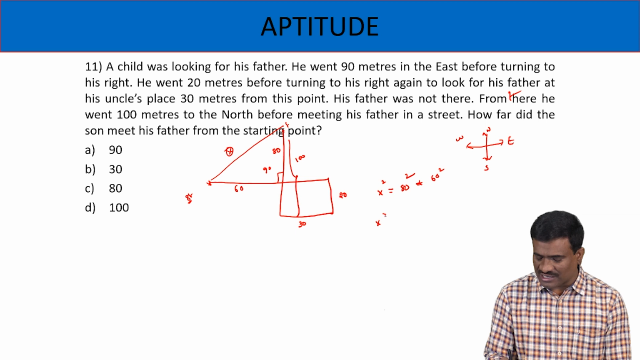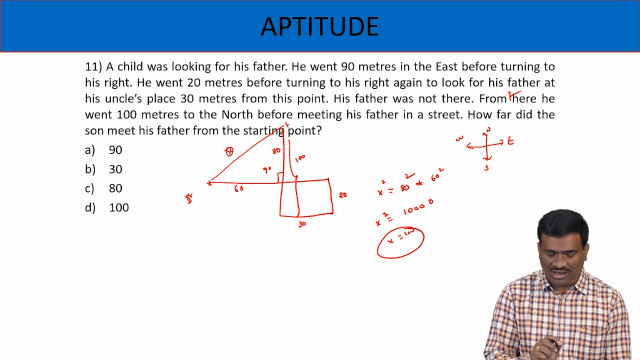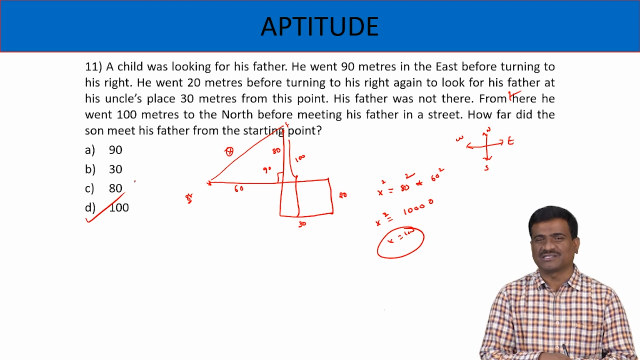X square is equal to 10,000. Then x is equal to 100. But distance is always positive. Negative does not exist. So 100 meters is the only correct answer, Option D. This is about the direction test.